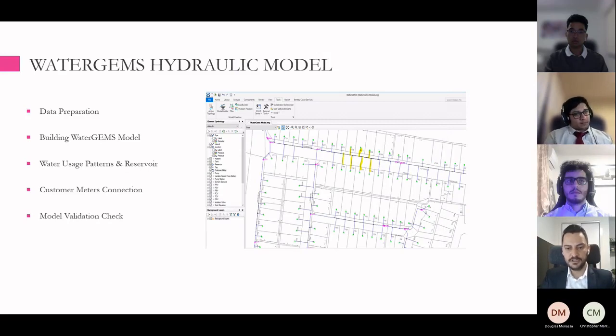Customer meter connection. We used Yarra Valley Water customer meter connection to create the demand for the hydraulic model through the load builder tool in WaterGEMS. This step is important to produce the water demand to be used for the hydraulic analysis in the coming stages.